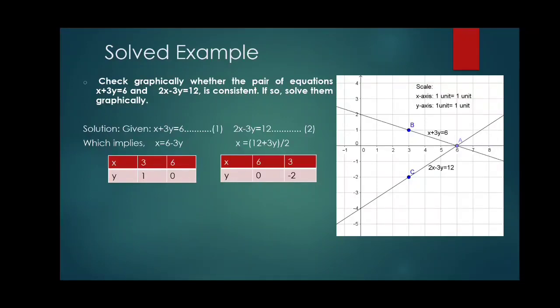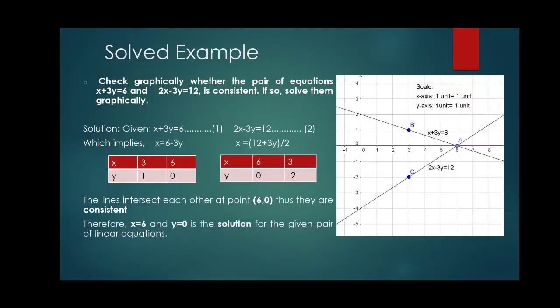Since we know that the lines are intersecting and they are consistent, coming to the solution part, the point where the lines intersect each other is the solution for both the equations. So here point A is the solution of the equations. That's what it says here. The lines intersect each other at point 6 comma 0, thus they are consistent.